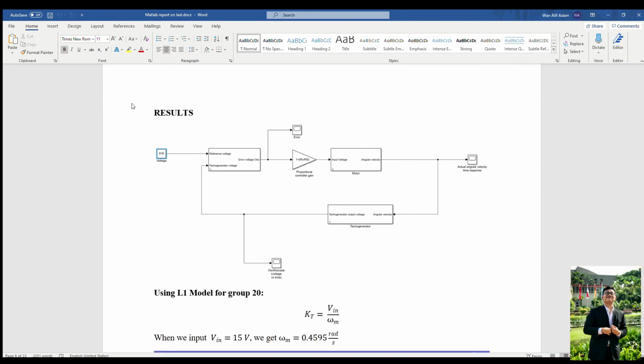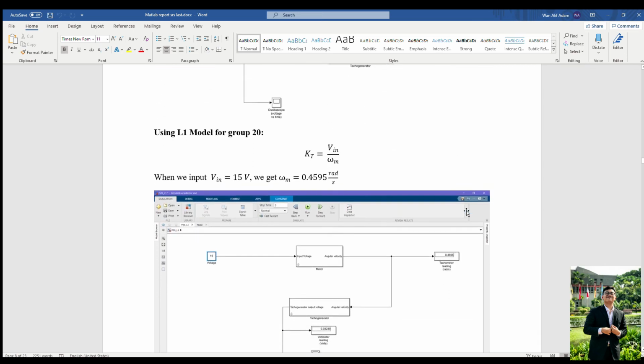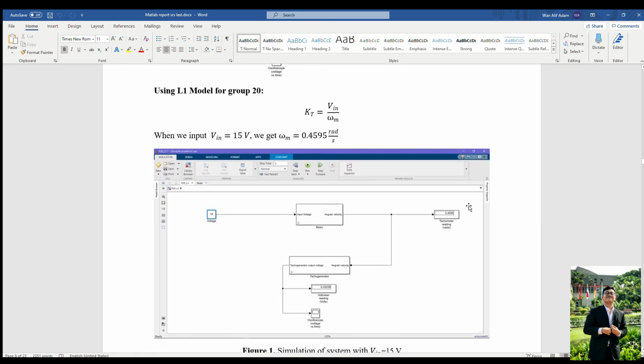Hi, Assalamualaikum. My name is Muhammad Bishamsul Baharin, metric number GA04299. Now I'm going to present the results and how we got the results for the Matlab L1 model for group 20. For the L1 model, we need to find KT, the voltage in, the voltage output, and to recognize the order of the system, the transfer function G(s), and the output function C(s).